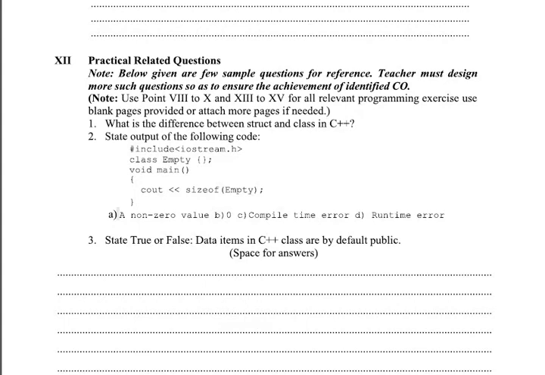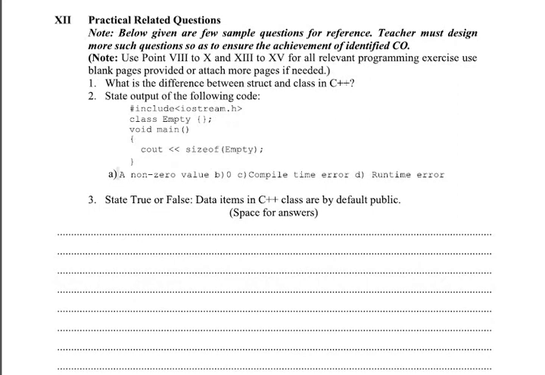Now the second question, where some code is given. The output of that code, or the correct answer to this question, is a compile-time error. And now the third question: state true or false. Data items in a C++ class are by default public. So it is false. Why false? Because data items in a C++ class are by default private, not public. So the answer to this third question is false.